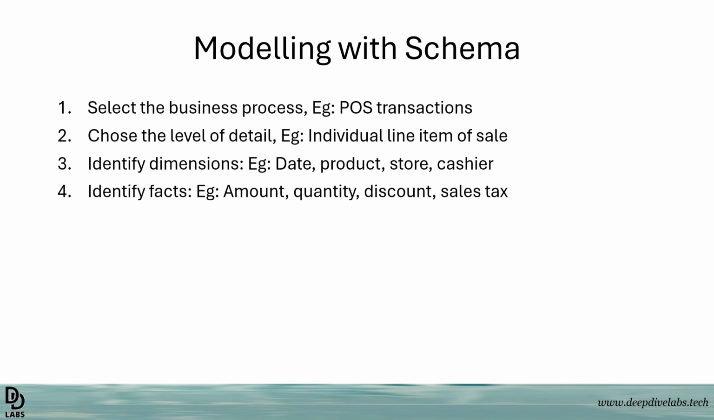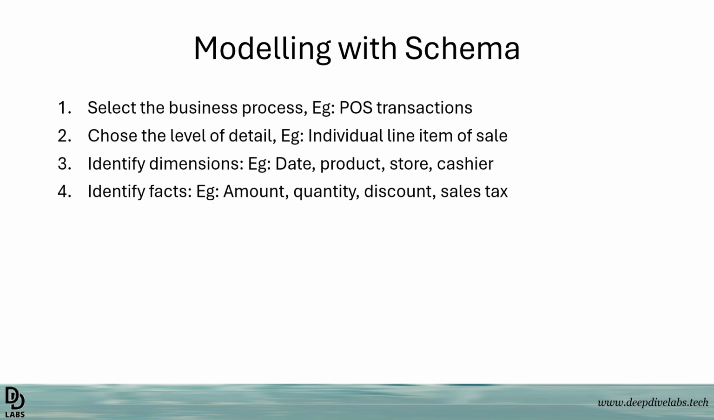So the first thing to understand while modeling with a schema is to understand the business process. A typical business process is point of sale, a POS transaction at a particular store, right? Then choose in your fact table the level of detail, because you always want to start with a transaction fact table. From there you can go into your snapshot fact table and your accumulating snapshot fact table, right? So you choose the level of detail at which facts are available. It could be the individual line item of sale, for example.